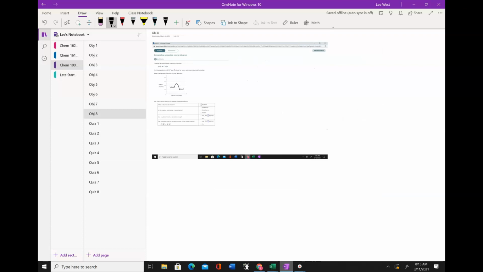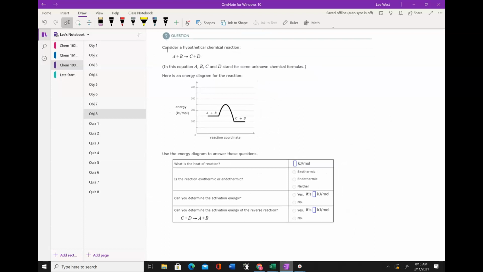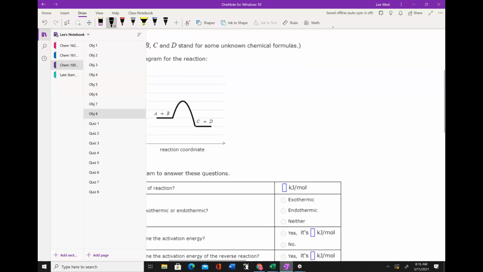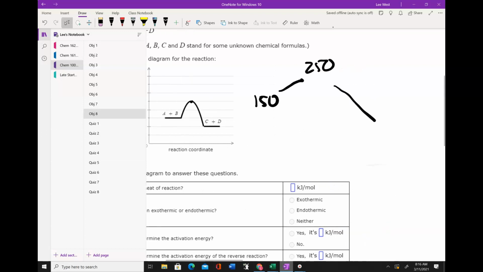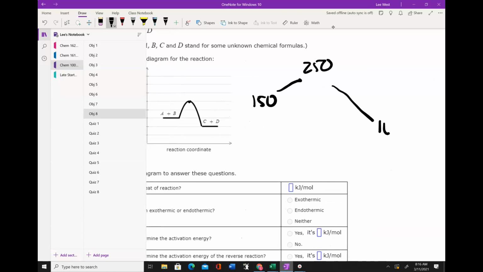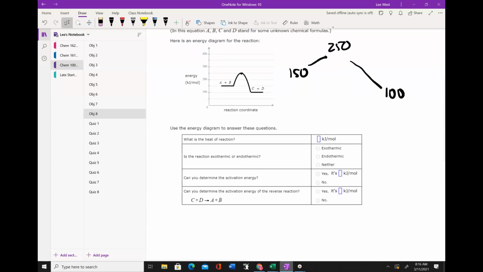Okay, moving on. This is all about interpreting a reaction energy diagram. What we see is our reactants are getting converted into products, but it has to go over the activation energy. So you always want to be careful that you read the scale well. The reactants start off at 150, and then it goes up to the peak of the activation barrier, which is 250, and then it goes down to the products, which are at 100. Just making sure I've got my values established there.